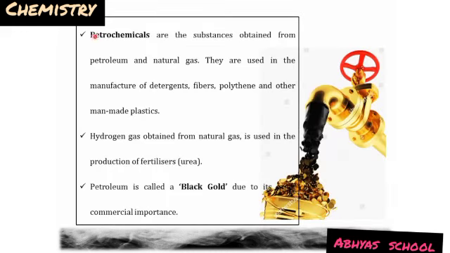So petrochemicals are also substances that are obtained from processing of petroleum and natural gas. They are used in the manufacture of detergents, fibers, polythenes and other man-made plastics. Hydrogen gas, which is obtained from natural gas, is used in the production of fertilizers. Petroleum is called black gold due to its high commercial importance. So that's all for petroleum. We saw what is petroleum, how is petroleum formed, and the different constituents or fractions of petroleum.